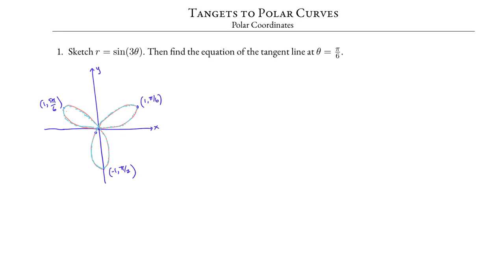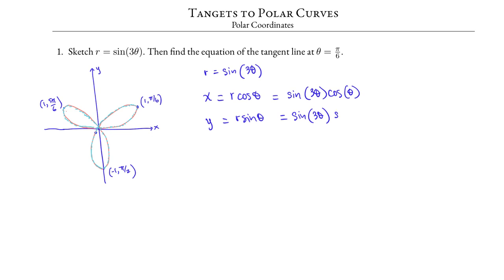To find the equation of the tangent line at theta equals pi over 6, we first need to find the slope dy/dx. With the given formula r equals sine 3 theta, we parameterize the curve as x equals r cosine theta, which is now sine of 3 theta times cosine of theta. y equals r sine theta, which is now sine of 3 theta times sine of theta. We're interested in the slope dy/dx. We're taking derivatives with respect to theta, dy/d theta over dx/d theta.